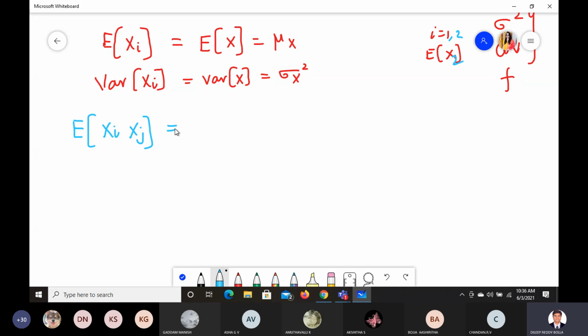There are two conditions here: when the i value equals the j value, and when the i value is not equal to the j value. What I mean to say is, if i is 1 and j is 1, both are 1, which means two times, then it becomes squared. If not, what is that then?